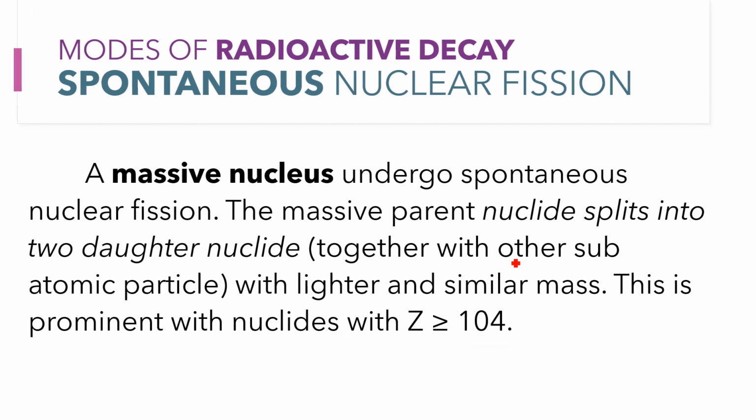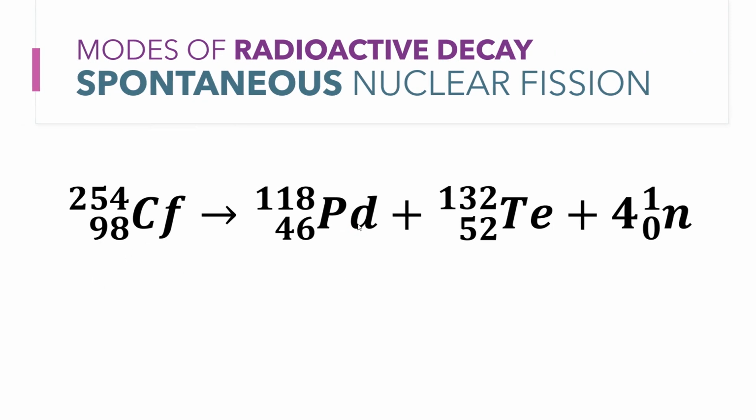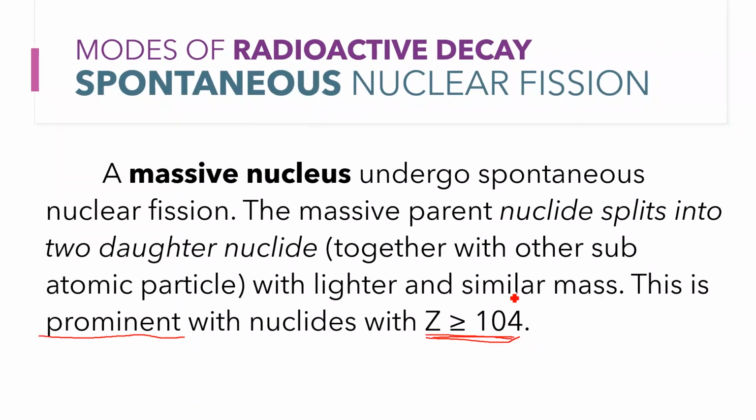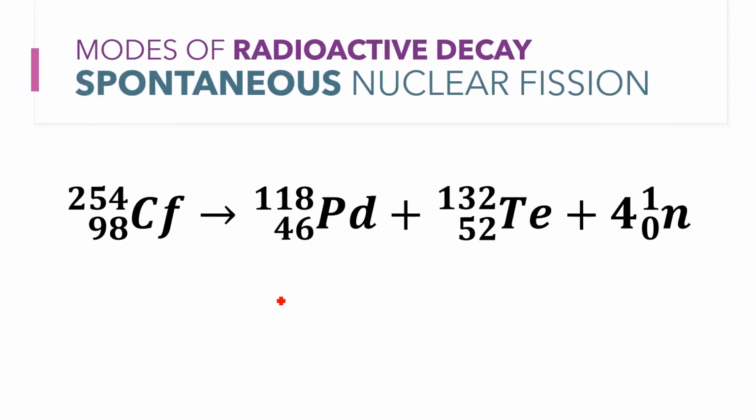So, ano ba yan? Hindi kasi lahat na to. So, meron tayong larger one. Basta, this one, katulad na to, this one is less than 104 but it undergoes a spontaneous nuclear fission. So, this is californium 254. So, it splits into a palladium 118 and tellurium 132 and 4 neutrons were ejected in the process.